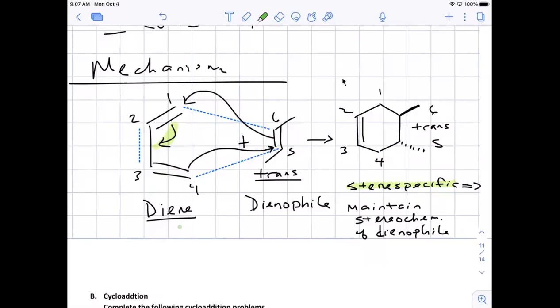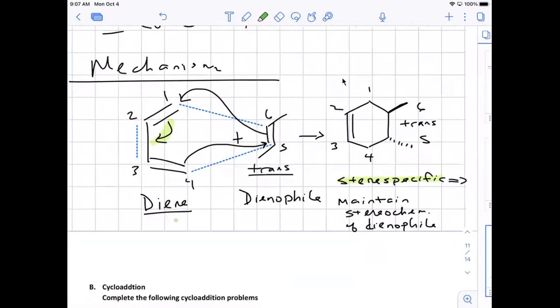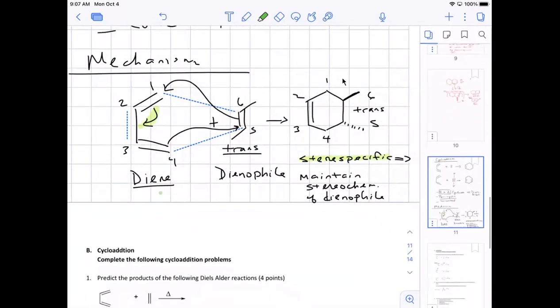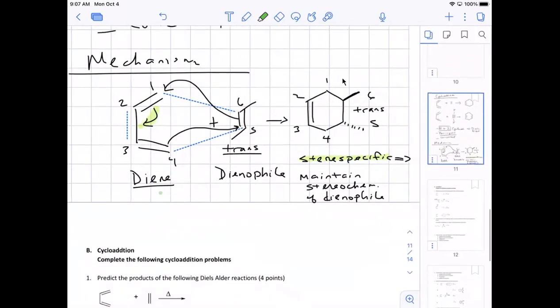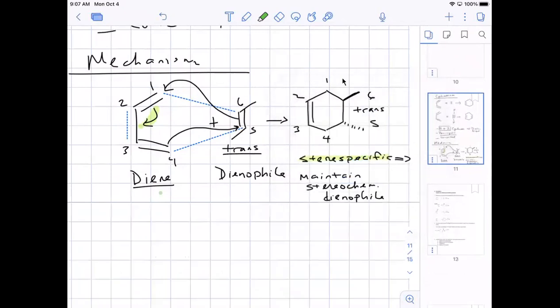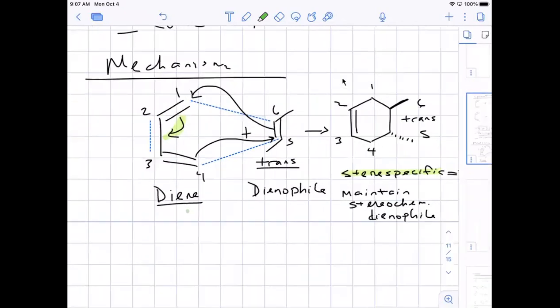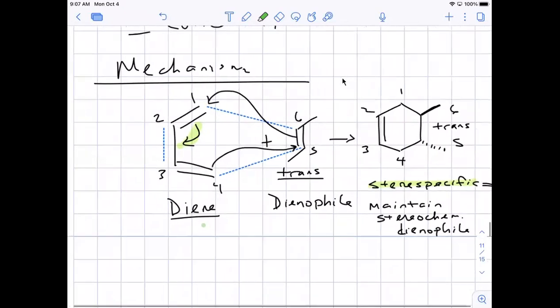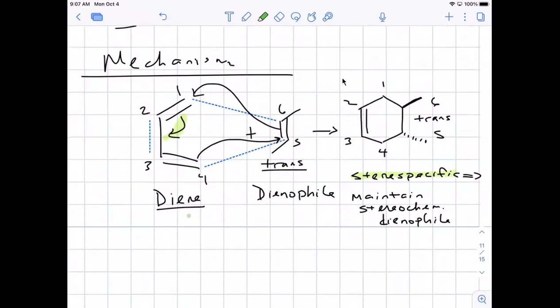So the last thing we talked about, I'll add a page because we're going to talk about the transition state and all that stuff. So the last thing we talked about is just the mechanism, like how the reaction happens and how the diene and the dienophile react together to give you a 6-member ring, how it's stereospecific.